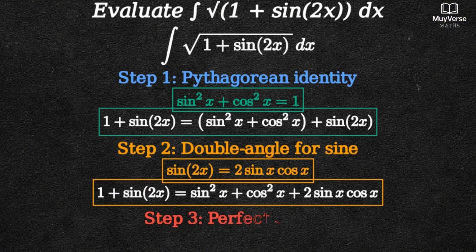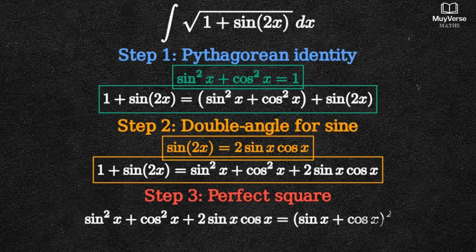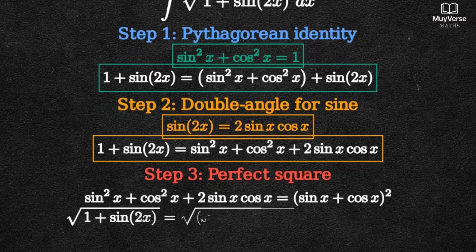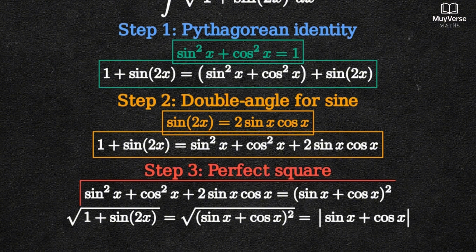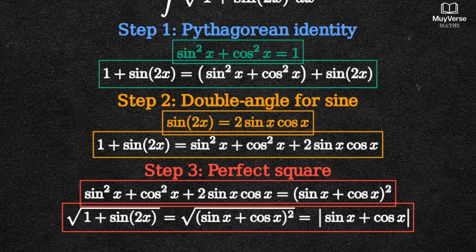Step 3. Recognize the perfect square. Sine squared x plus cosine squared x plus 2 sine x cosine x equals the square of sine x plus cosine x. Therefore, the square root of 1 plus sine 2x is the absolute value of sine x plus cosine x.